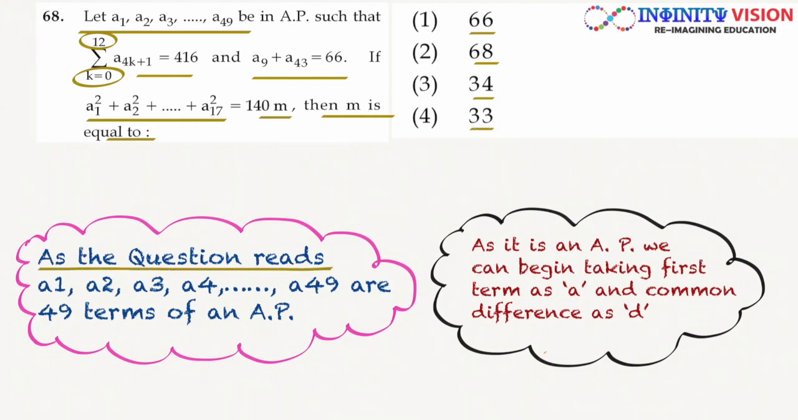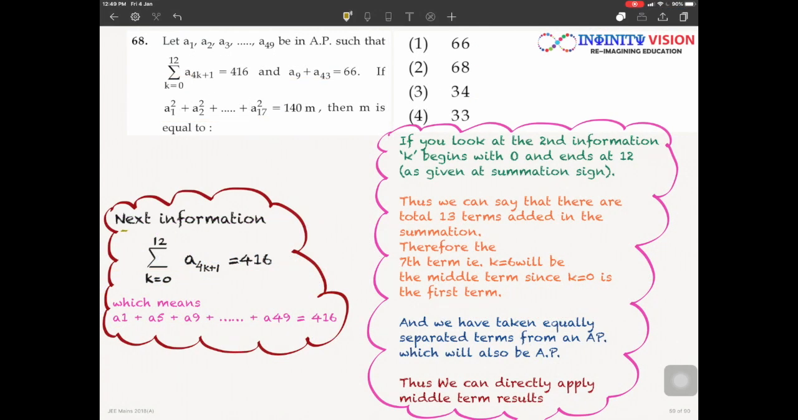So as the question reads, A1, A2, A3, A4 and so on up to A49 are 49 terms of an AP. As it is an AP, we can begin by taking the first term as A and the common difference as D. The next information is that the summation for K from 0 to 12 of A4K plus 1 is equal to 416, which means if I put K equal to 0, it becomes A1. If I put K equal to 1, it becomes A5. If I put K equal to 2, it becomes A9. And if I put K equal to 12, it becomes A49. So A1 plus A5 plus A9 up to A49 would be 416.